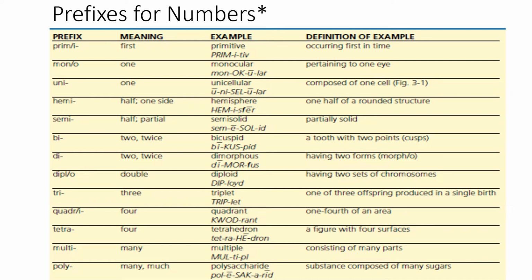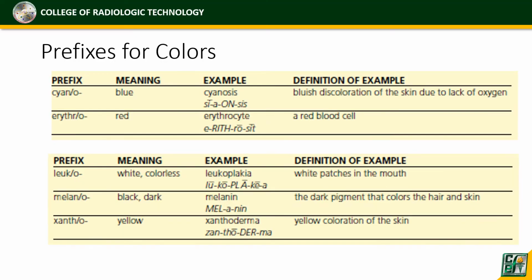Then we have poly, which means also many or much. The example is polysaccharide, a substance composed of many sugars. Poly means many, saccharide means sugar or starches, so polysaccharide. Okay, so those are the prefixes for numbers. Now we move to the prefixes for colors.